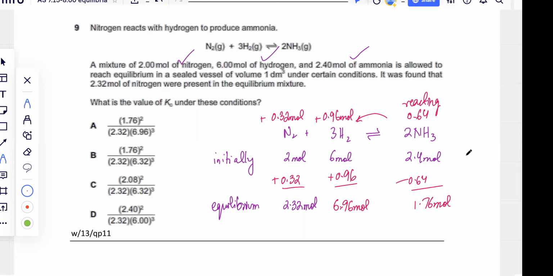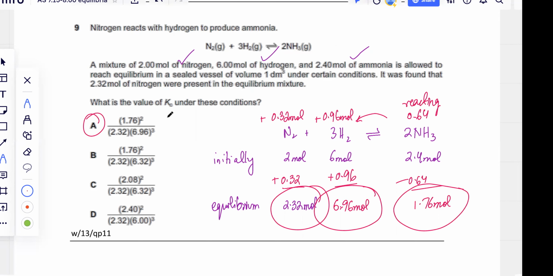Yes. So we've got 1.76 moles. Now you have your products and your reactants. So it's going to be 1.76 squared divided by your reactants, which is 2.32, and 6.96 cubed. So it's going to be the first one. Option A is going to be products over reactants. So it's going to be option A.